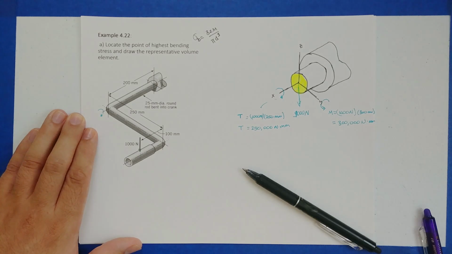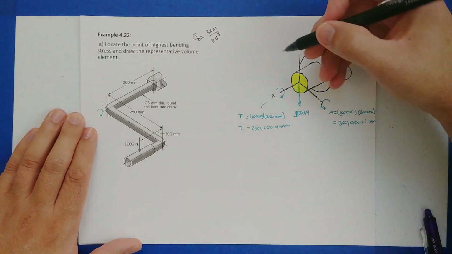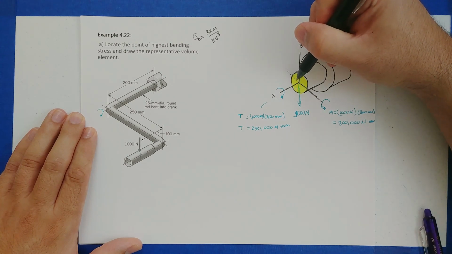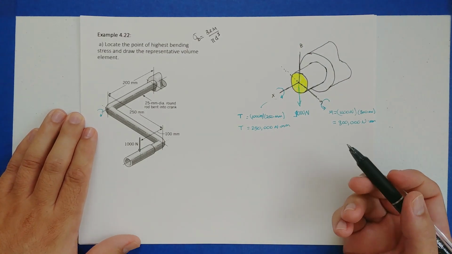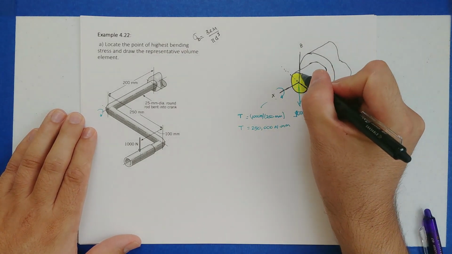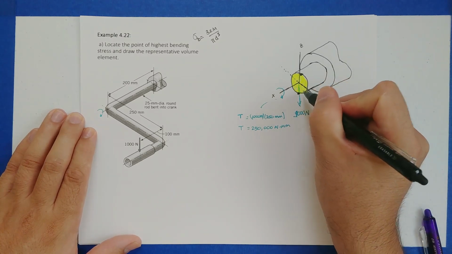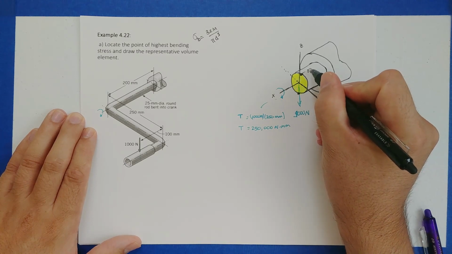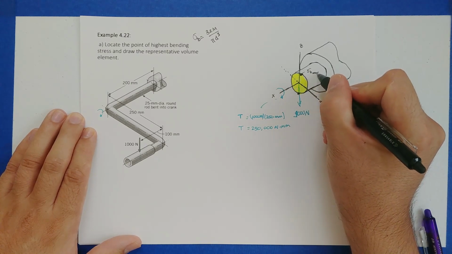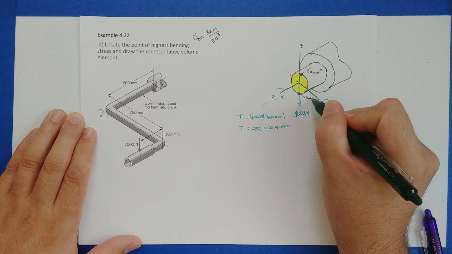So we know whenever we have a bending moment like this on a circular cross section, the neutral axis is aligned with the y-axis, which means our points of highest bending stress are going to be this top point and this bottom point over here. This is where the bending stress, sigma b max, is going to be highest, top and bottom.